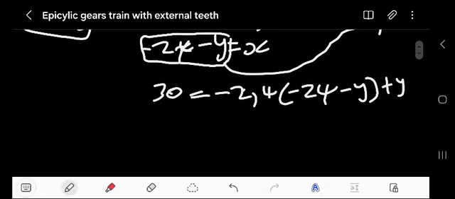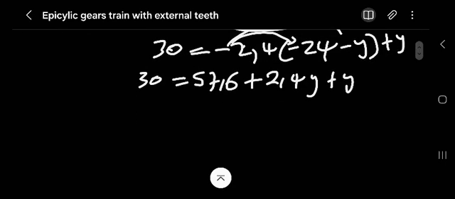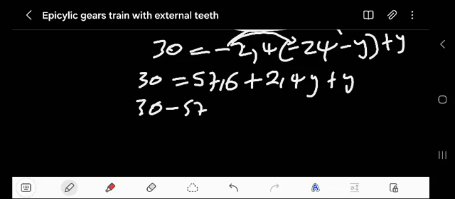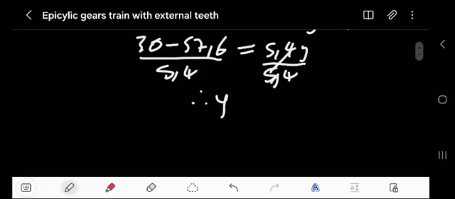Then here we have 30, multiply. This would be positive 57.6, there would be positive 4 point, like y, plus y. Then this would be 30 minus 57.6 is equal to 5.4y. Divide by that, therefore y will be equal to what?